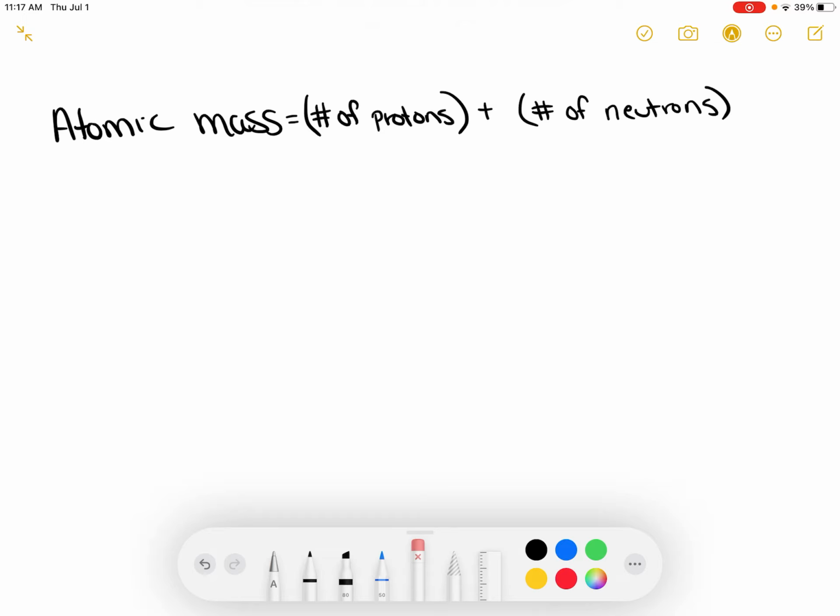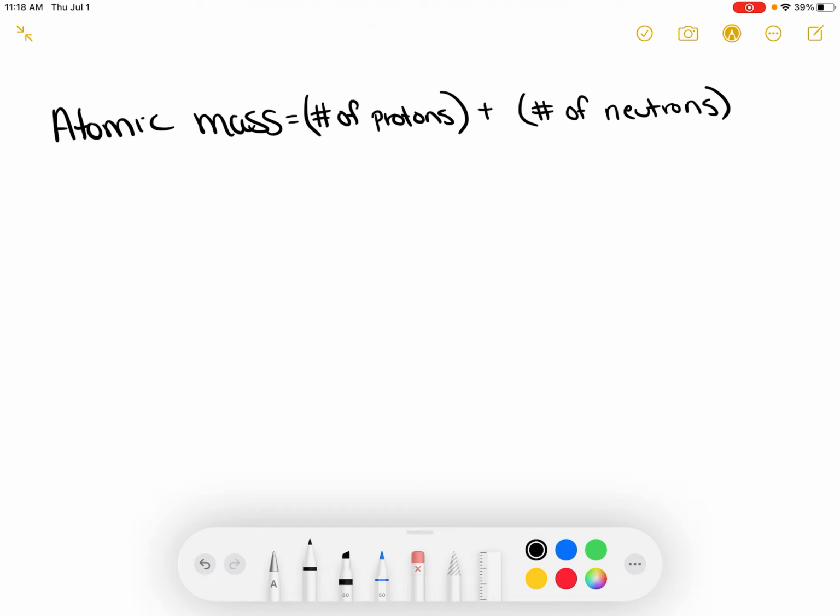In today's lesson we are learning about atomic mass and how that is related to the number of protons and the number of neutrons. As you can see up at the top, I have written out the equation that we will be using to solve for atomic mass, and we can also use this equation to solve for the number of protons and the number of neutrons. So to start, let's see how this equation works.